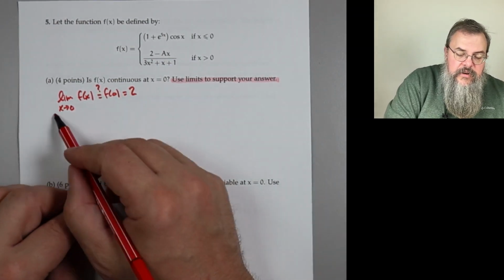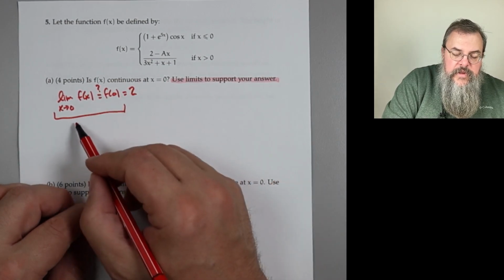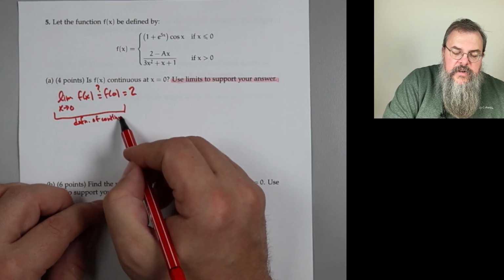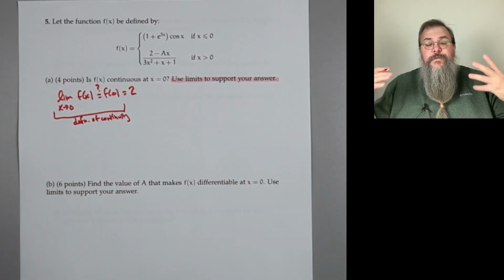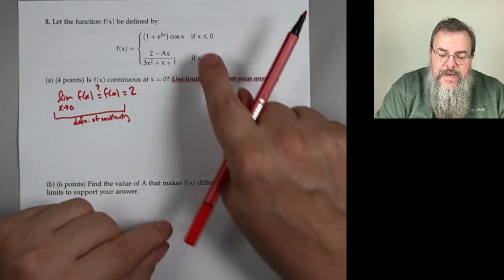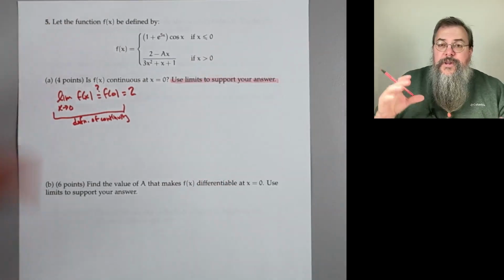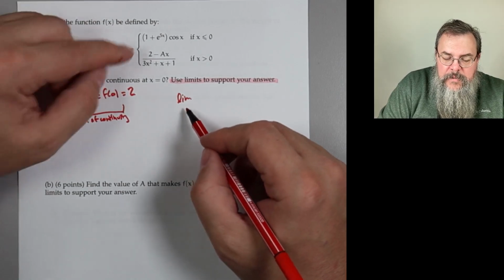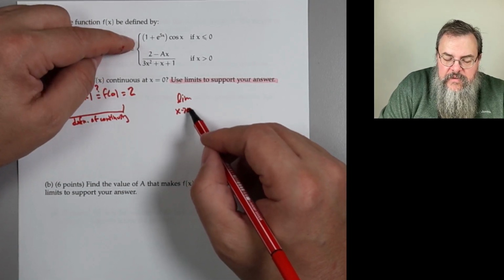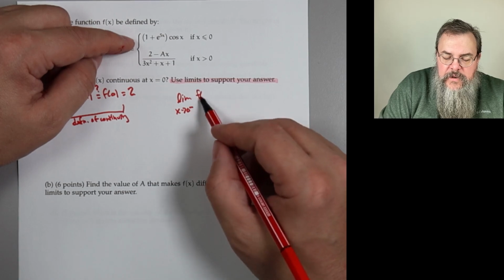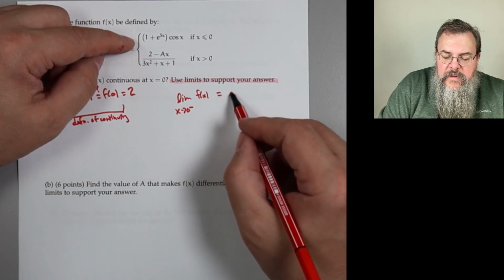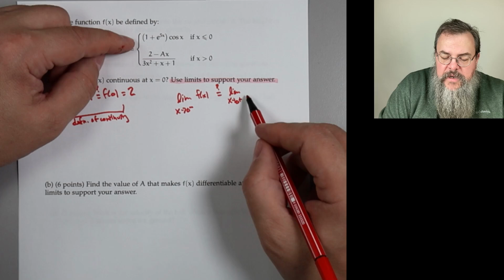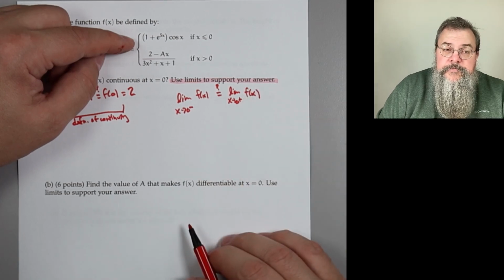Now this right here, just for reference, is the definition of continuity, but that's not really what we have to focus on. What they really are asking for is the limit, and because it's a piecewise function, we have to do it from both sides. As x approaches 0 from below, f of x, how does that compare to the limit as x approaches 0 from above of f of x?